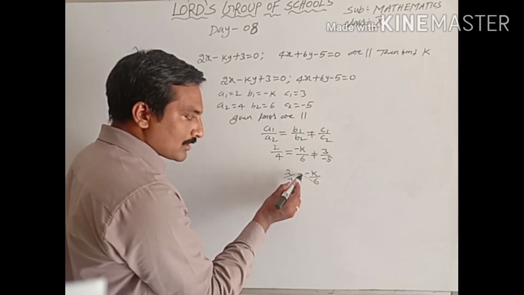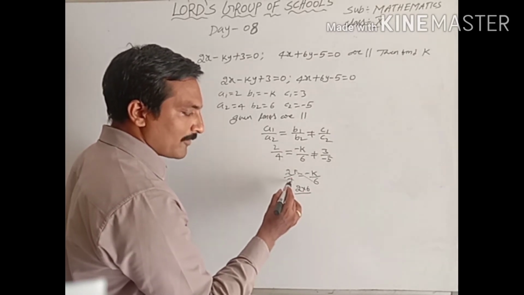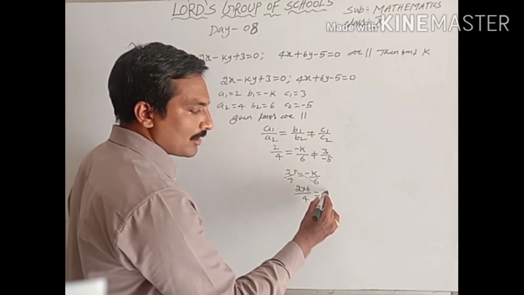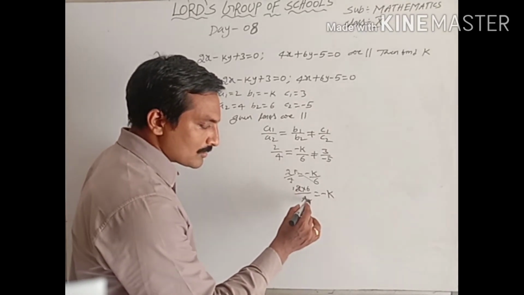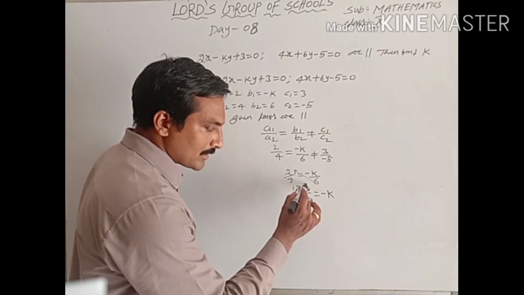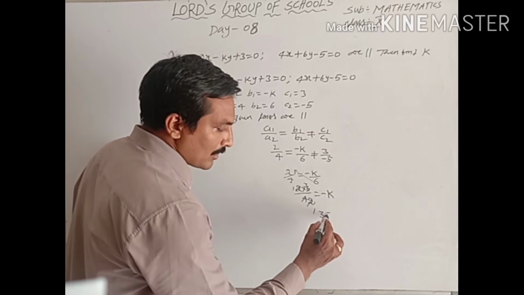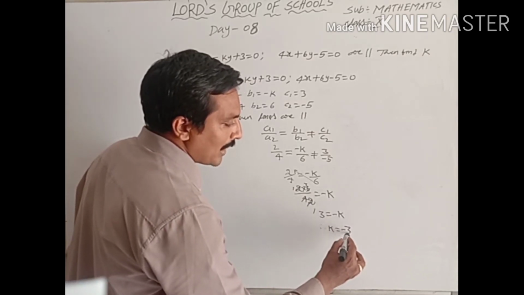Just transfer the 6 here: 2 into 6 by 4 is equal to minus k. Now 2 ones are 2, 2 twos cancel. Next, 2 threes are 6, so 3 is equal to minus k. Therefore you have to write k is equal to minus 3.